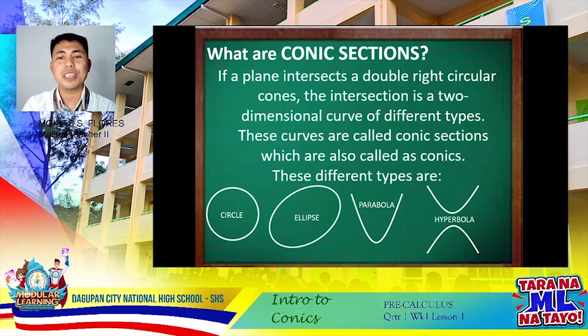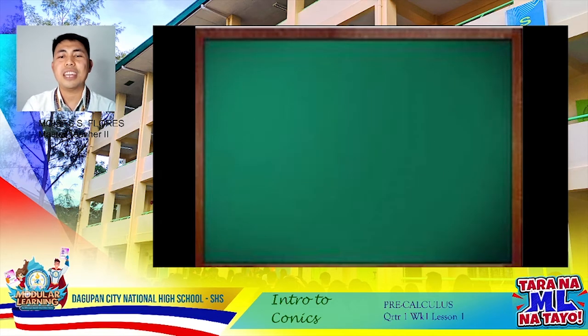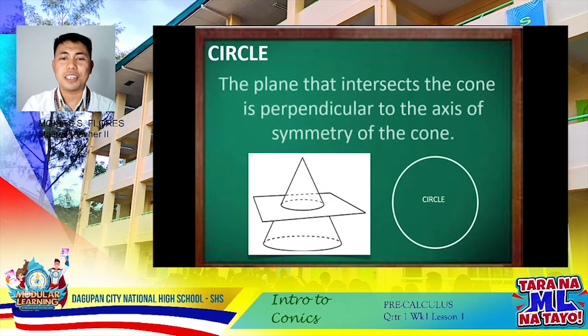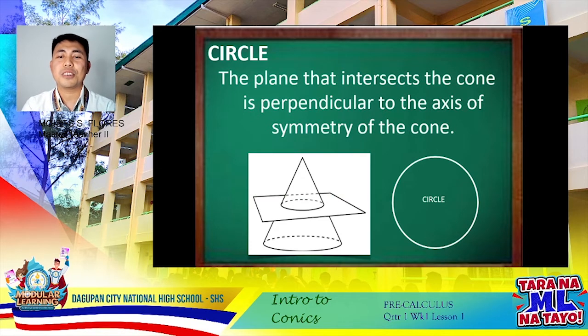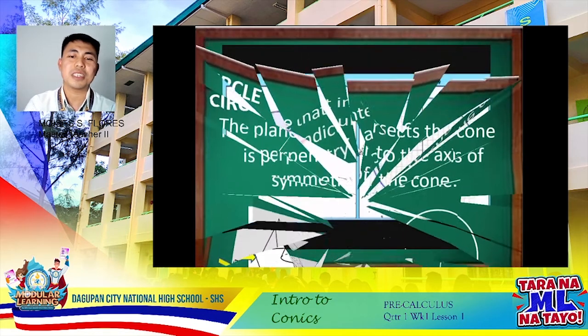Let's start with the first conic section, and you're right, it's the circle. The question is, how does a circle form? A circle is formed if the plane that intersects the cone is perpendicular to the axis of symmetry of the cone, as the arrow diagram shows us. When the plane is horizontal, the figure formed is a circle. Let's watch this movie clip.